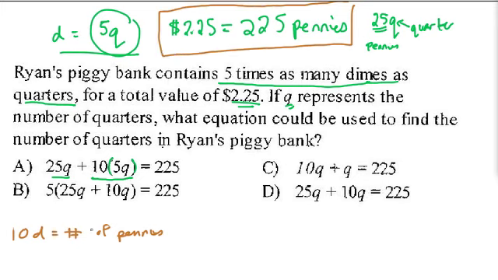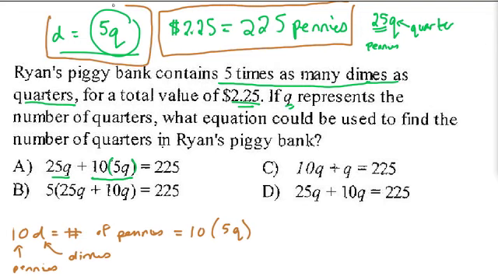So here again, 10 times d just means the number of pennies times the dimes gives you the total number of pennies based on dimes. If I have 3 dimes, I have 3 times 10, or 30 pennies. And what we're doing here is we're not writing 10 times d, we're writing 10 times 5q. But that's really the same equation, because 5q is the number of dimes, that's what we established right here, and that's related to the quarters.